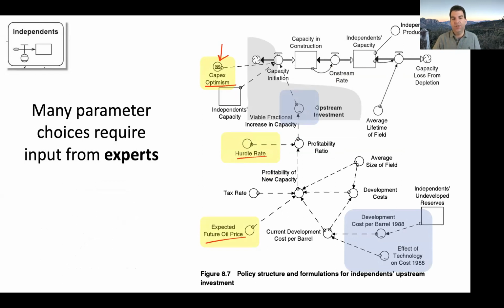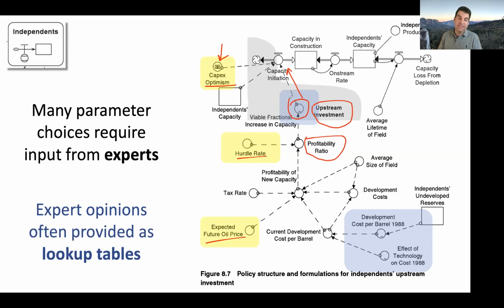There are some things like this upstream investment. This takes in the profitability ratio, and it turns into a capacity investment decision. And notice it's implemented as a lookup table. This is an example where we would ask experts, based on the profitability ratio, what would you expect the investment to be? If the profitability ratio is less than 1, that means you're under the hurdle rate. They might say we're not going to invest in that. But if it's 10% greater than the hurdle rate, they'd say, well, we might invest $1 million. If it's 30% greater than the hurdle rate, they might say we might invest $5 million, and so on.